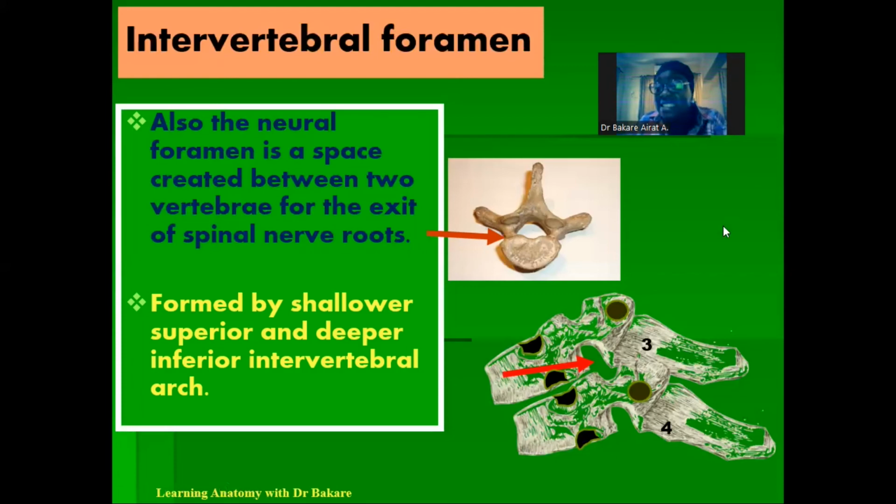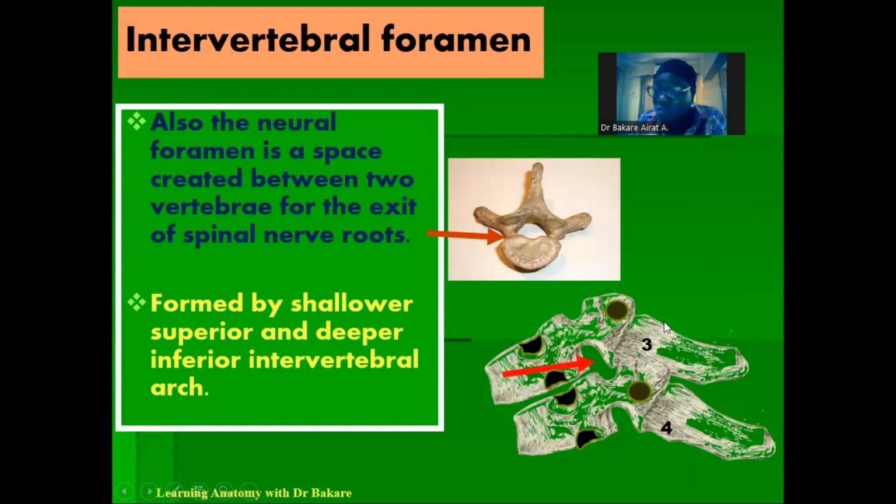So let's see how this is demonstrated using this image below. If you look at the third thoracic vertebra, you have a shallow depression that is created above it. And this is the superior intervertebral arch. This is shallow, while the inferior intervertebral arch, which is created below it, is deep. So you see that one is deeper than the other. And of course, it is the inferior that is deeper. So for a single thoracic vertebra, you have a superior intervertebral arch and you have an inferior intervertebral arch.